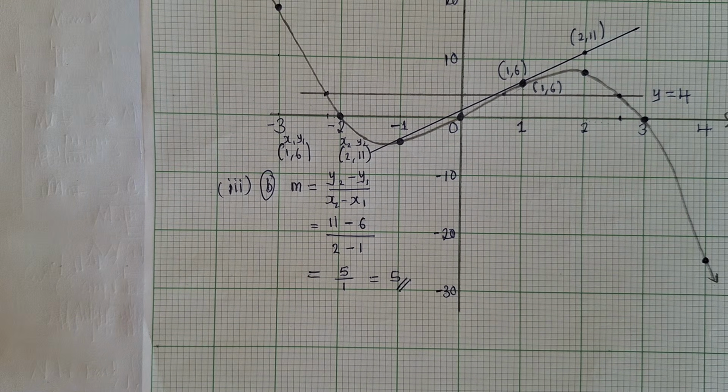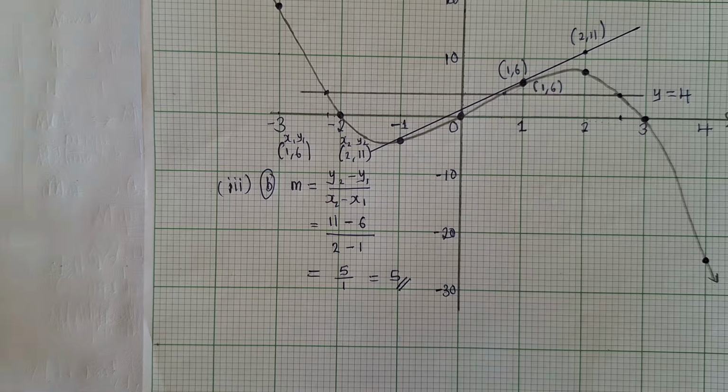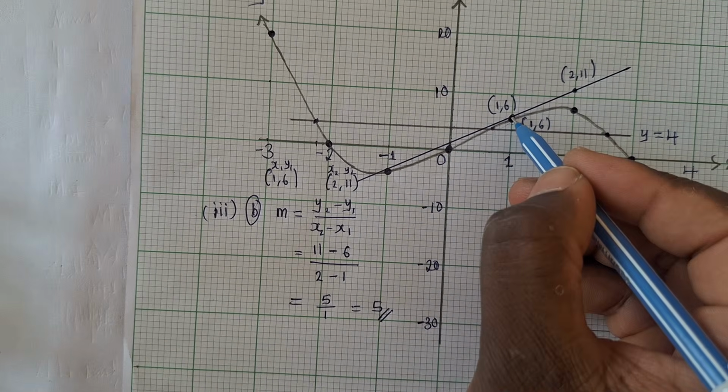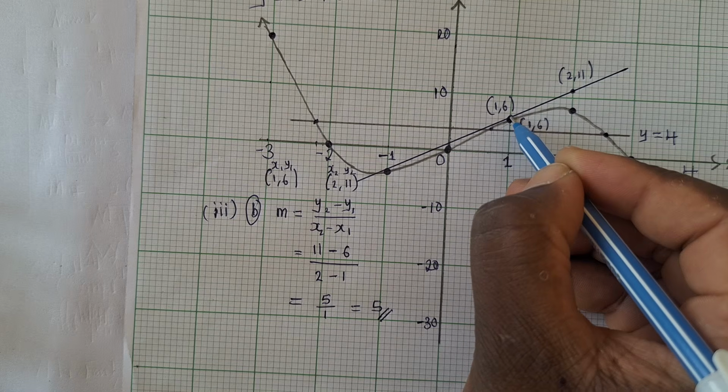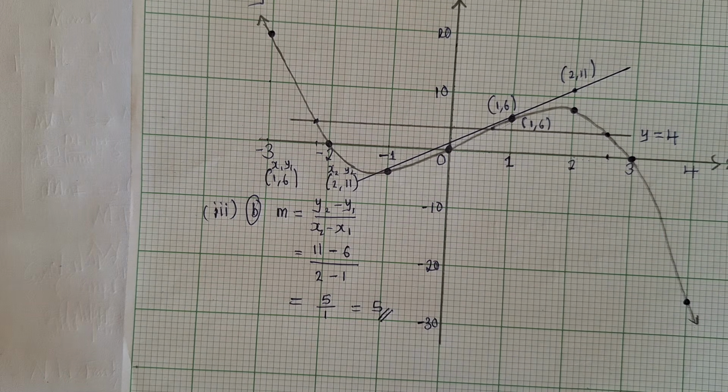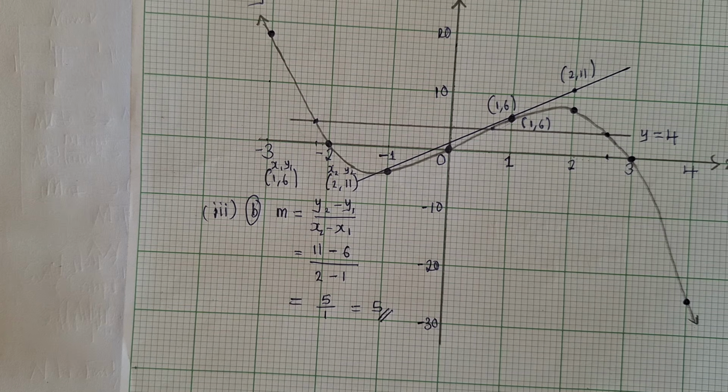Okay. So others may find 4. It's fine. Mostly it must be a 4 here, because my drawing is not okay here. It was supposed to pass somewhere through here. But if you get a 5, it's okay. You'll be marked. So your answer must be closer to the actual solution.